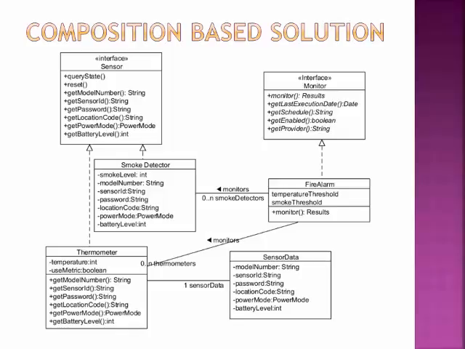The point being is all of the work has to be done in smoke detector. All of the work has to be done in thermometer. And it has to be copied over. I have to have this different list inside of there. I don't get any of that for free. Fire alarm similarly implements the monitor interface. And it has to keep track of these other guys on its own. It's no big deal.